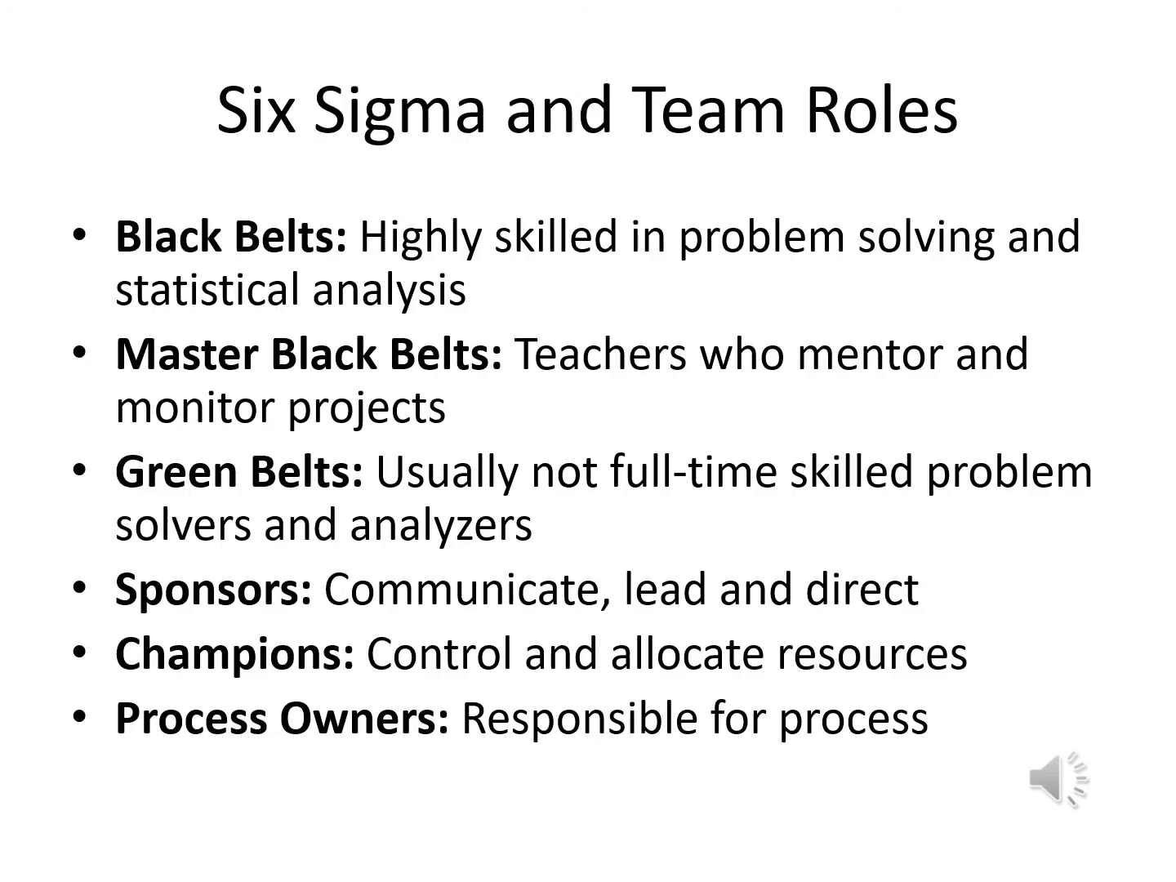So these are some roles that you'll have on a project team. You got the black belts. They're pretty good at problem solving, and they can do their math pretty well. Master black belts, they mentor and they monitor the projects, make sure everything's going okay. They're experts. They might not actually be on the team, but they're available if you have a question. Green belts are usually just part-time Six Sigma people, but you'll find out after about the 12th lesson, you will be skilled and you will be able to analyze, right? You're a big part of this team.